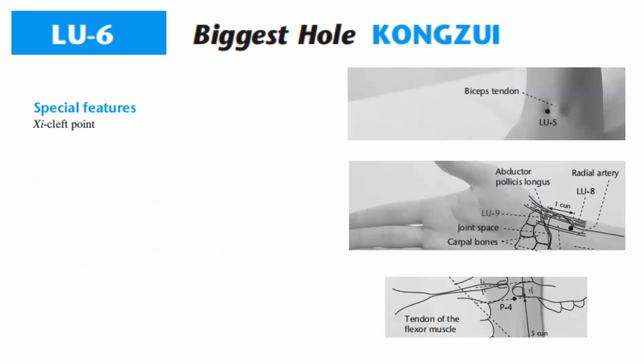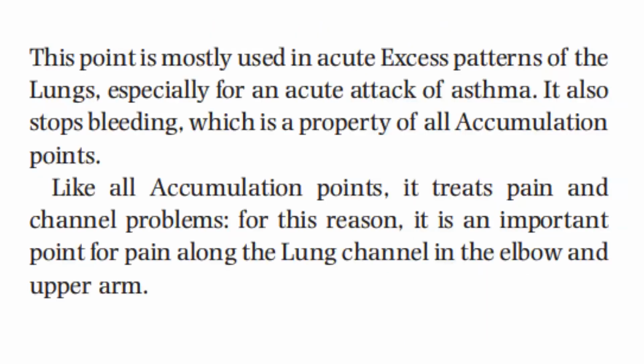Here are illustrations of the other points: Lung 5, Lung 8, Pericardium 4, and also Lung 9. Lung 5 is near the biceps tendon. Lung 9 is near the abductor pollicis longus. Lung 8 is near the radial artery. And Pericardium 4 is near the tendon of the flexor muscle.